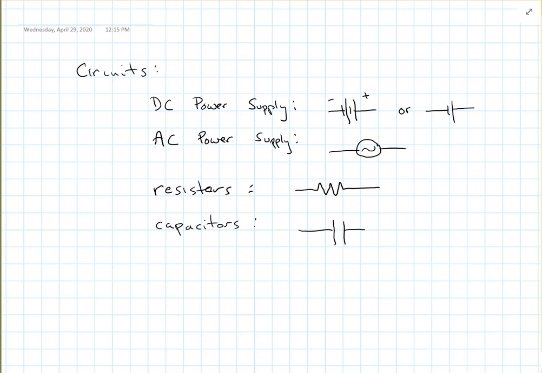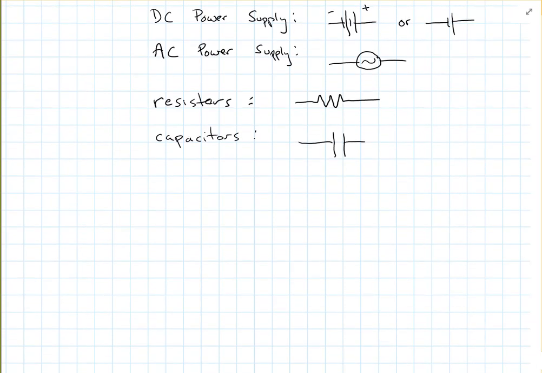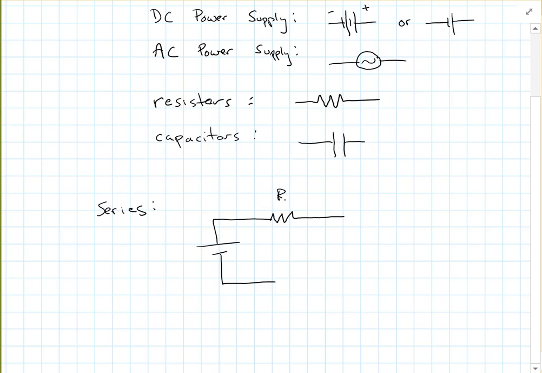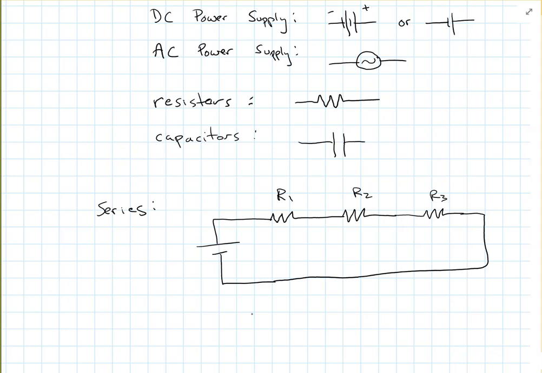We want to hook up sometimes more than one resistor at a time. So let's take a look. One way we might be able to do that is to hook them up in series. So we'd have a power supply here, a DC power supply. We'll make it DC for now. And then we'd have one resistor, I'll call that R1. And then maybe a second resistor, R2. And then maybe a third resistor. So this is one way we might be able to hook up multiple resistors in one circuit.